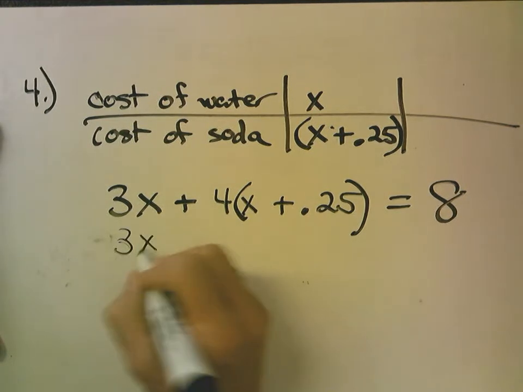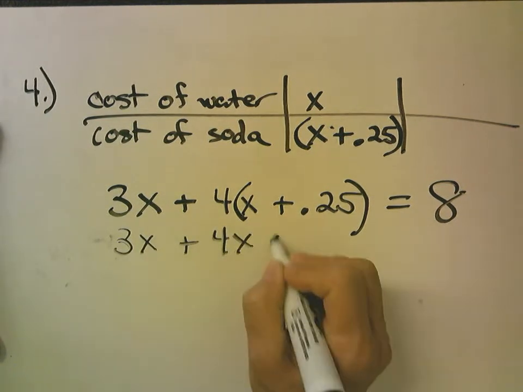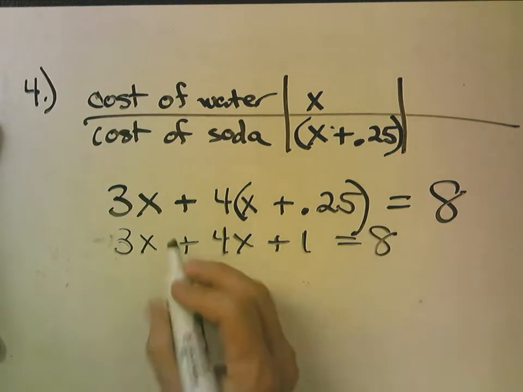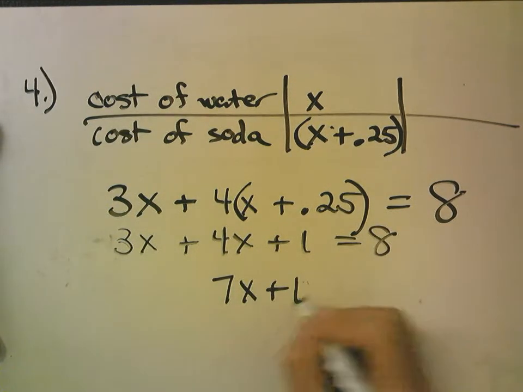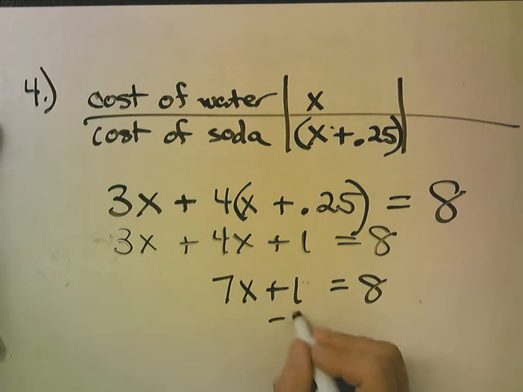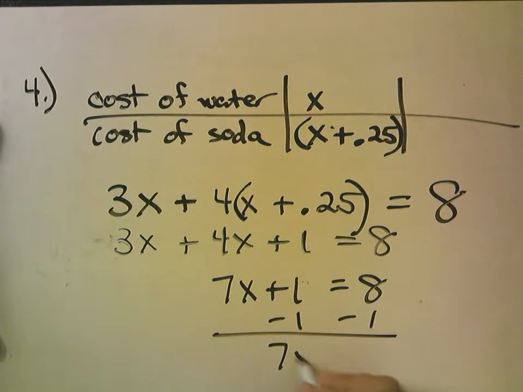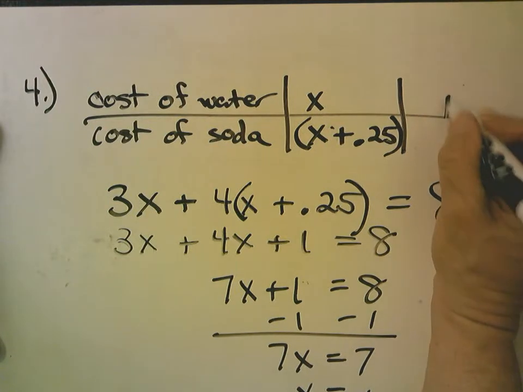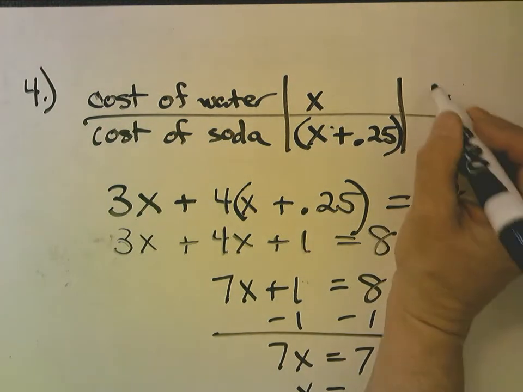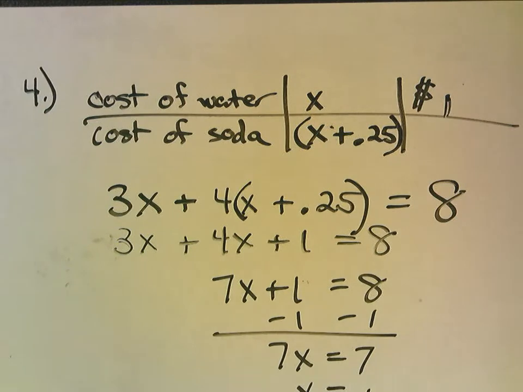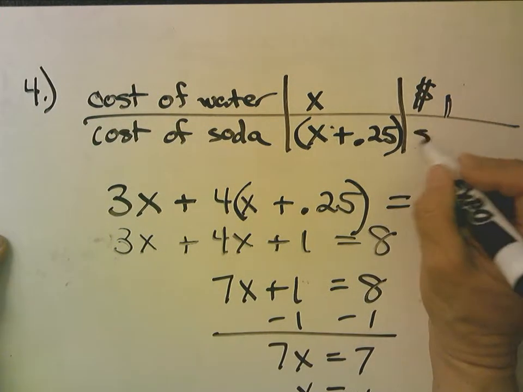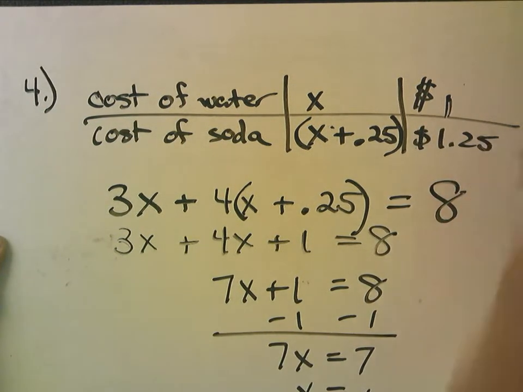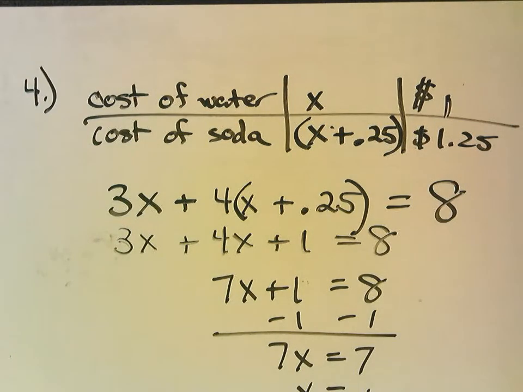So now I distribute. I combine my like terms. I subtract 1 from both sides. So X equals 1, but I'm not done because even though I know a bottled water costs $1, to get the cost of a soda, I have to add 25 cents. So it's $1 and $1.25.